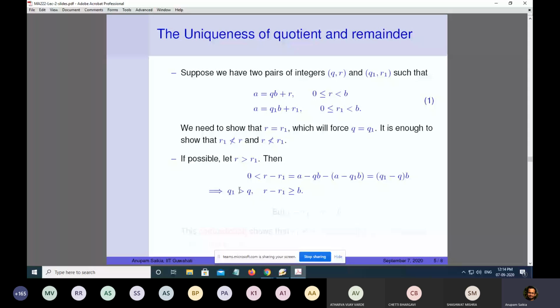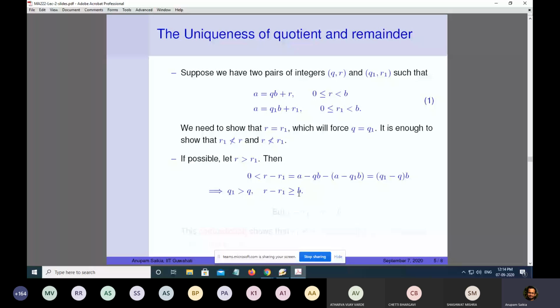But that makes R minus R1 at least 1 times B. So that means R minus R1 is at least B. See, R minus R1 is positive because of this. And on the other hand, Q1 minus Q could not be 0. If it's 0 or negative, there will be a problem because B is positive. So this is at least 1. That means R minus R1 is at least B.